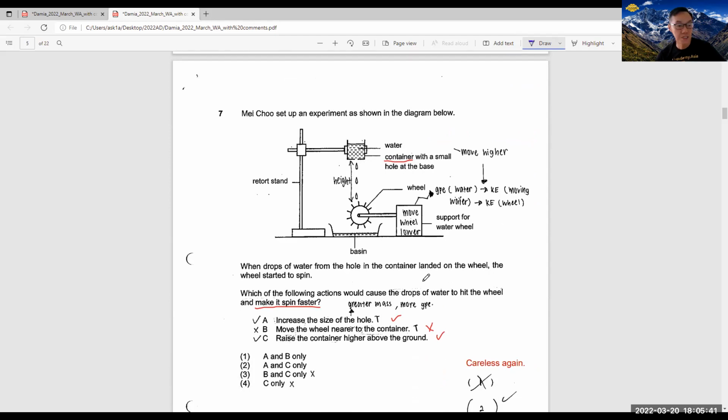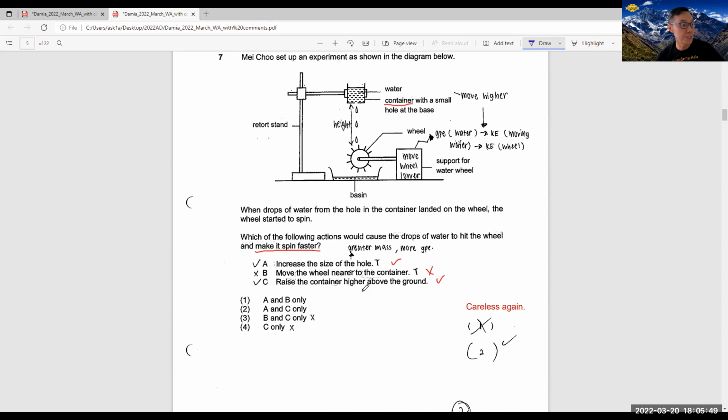Okay, for these questions, students need to exercise extra caution in reading the diagram, because here I've detected a careless mistake. It says, which of the following actions would cause the drop of water to make the wheel spin faster. By increasing the hole, a greater volume of water will flow through. We know that kinetic energy is dependent on the mass of the object and the speed. So a greater hole will result in more water, greater mass. So increasing the size is correct.